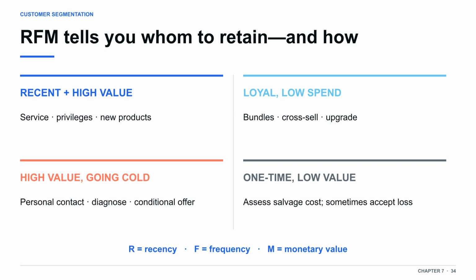The RFM model, recency, frequency, and monetary value, is essential for smart segmentation. It tells you exactly who to retain and how. You'll treat high-value, active customers differently than those who are loyal but low spend, or high-value customers who are starting to go cold.